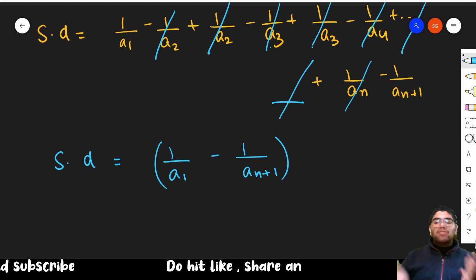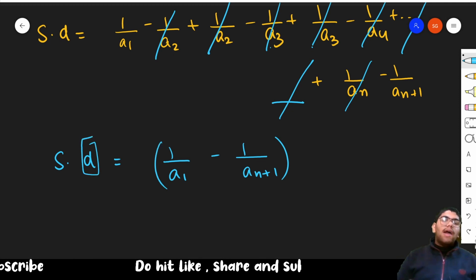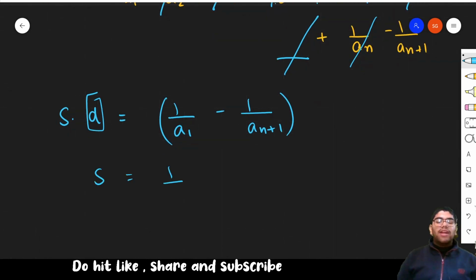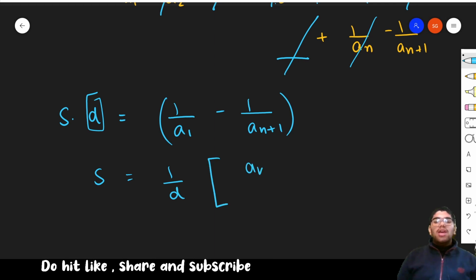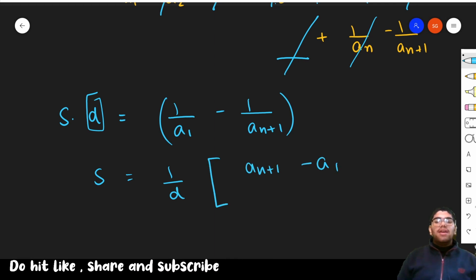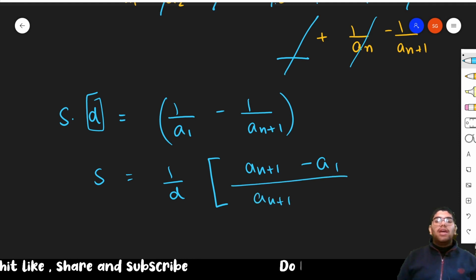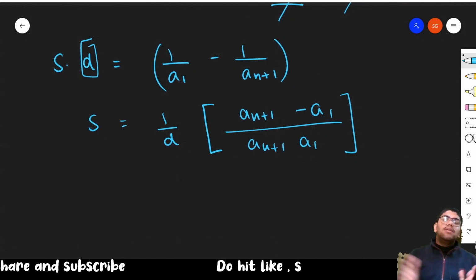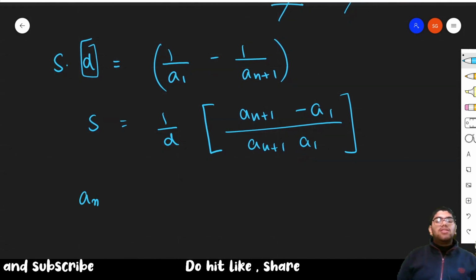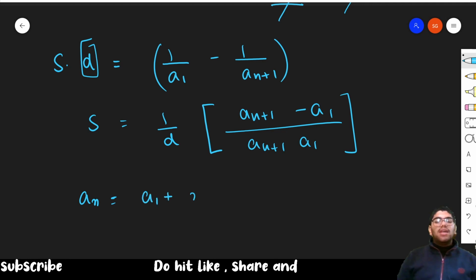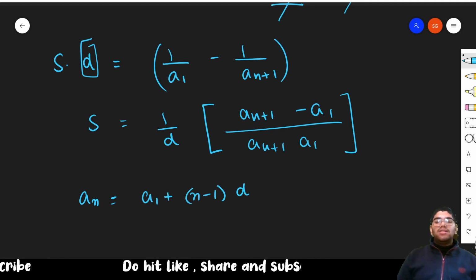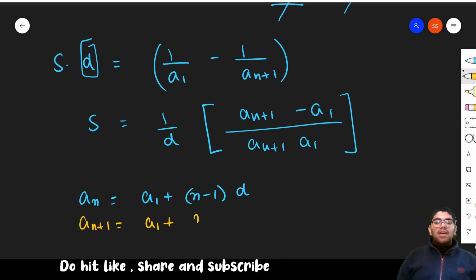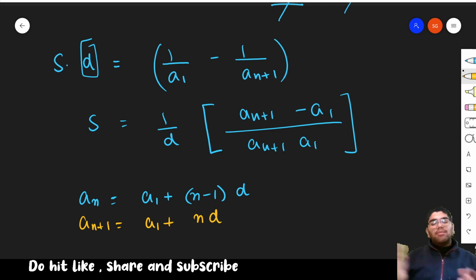Okay, but actually I had assumed d, so I have to calculate d. Before that, I can simplify, or I can write this expression: s is 1 upon d times an plus 1 minus a1 upon an plus 1 times a1. I can write it in this format. Also, I know that these numbers are in AP, so my nth term is equal to first term plus n minus 1 times the common difference, and hence my n plus 1th term will be equal to first term plus n times the common difference. You can replace n by n plus 1.